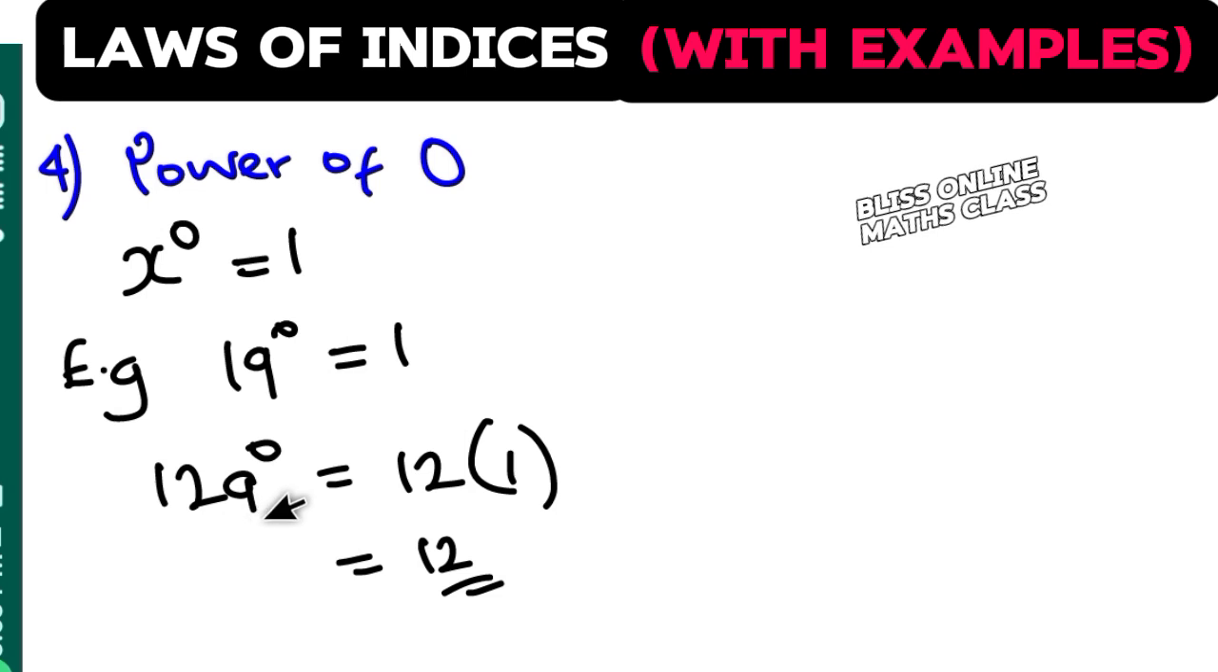12 with a coefficient of a raised to power 0 is equal to, remember this is 12 times a raised to power 0. So a raised to power 0 according to the law is 1. 1 times this 12 is equal to 12. So let's go back to the next law.